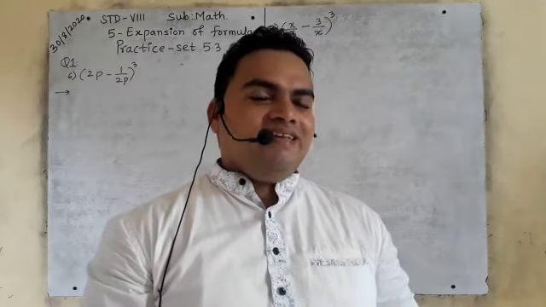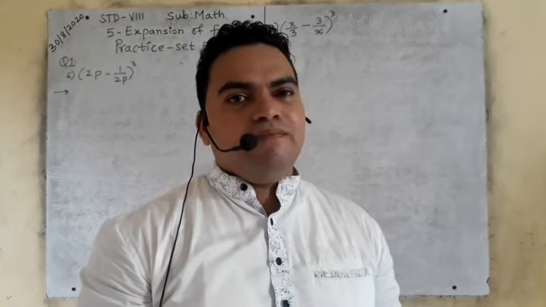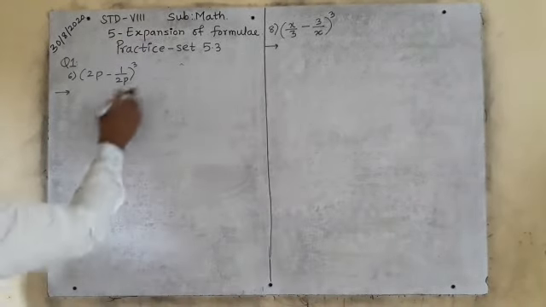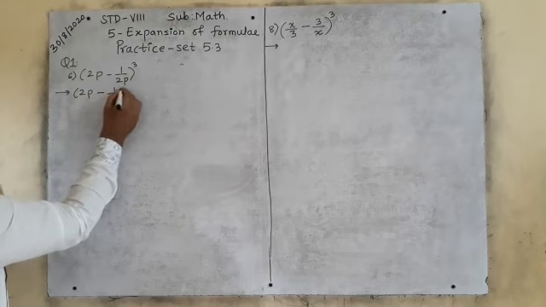Now we will see 6th and 8th question. 7th question will be homework to you. Okay, it is very simple. Look at the board, please. First, I will copy the question as it is, 2p minus 1 upon 2p, bracket cube.